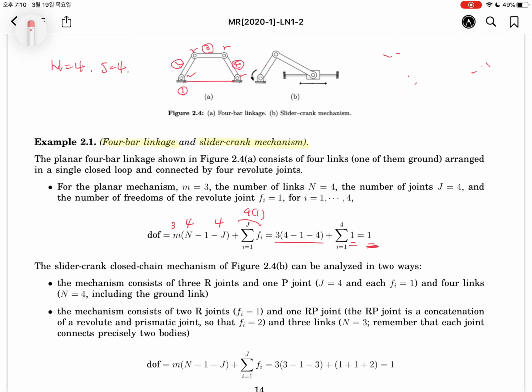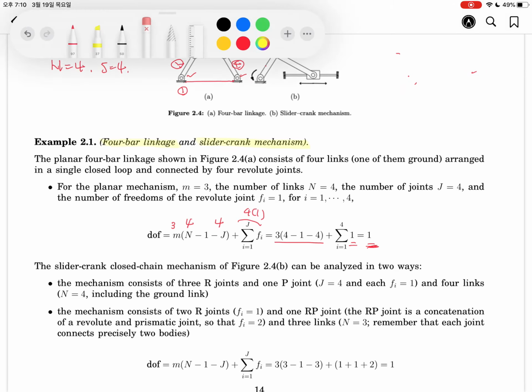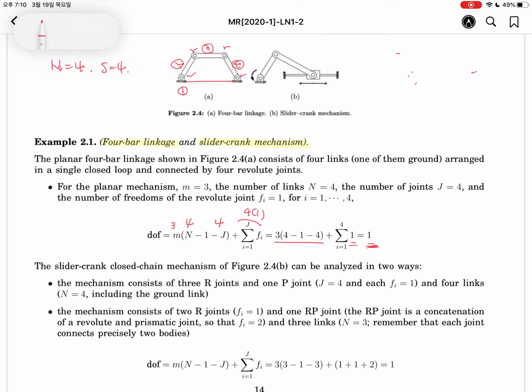Let's apply another concept to calculate the degrees of freedom. Let's combine 2 joints. It has the revolute joint and the prismatic joint. Let's combine them as a PR joint. It's a new type, a prismatic and revolute joint.